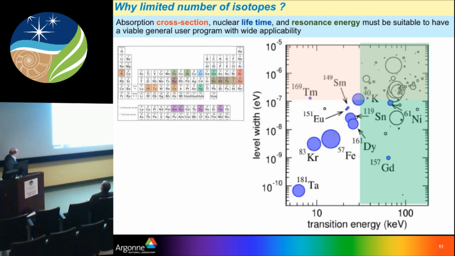Iron is a 3D element, very abundant in the Earth. Tin is a semi-metal. Europium and dysprosium are rare earths. They can substitute into many different compounds. And krypton is a noble gas. So we feel like we have covered enough.